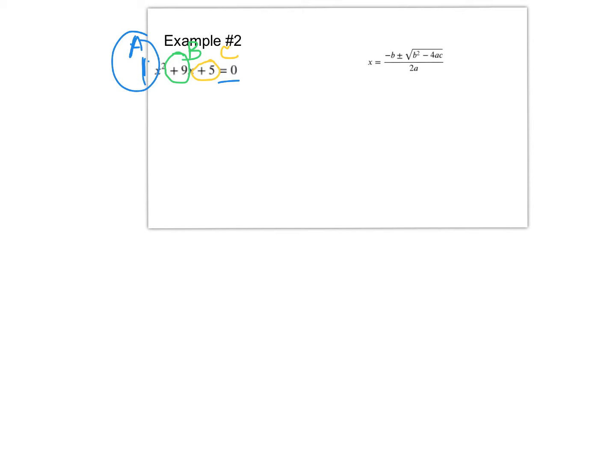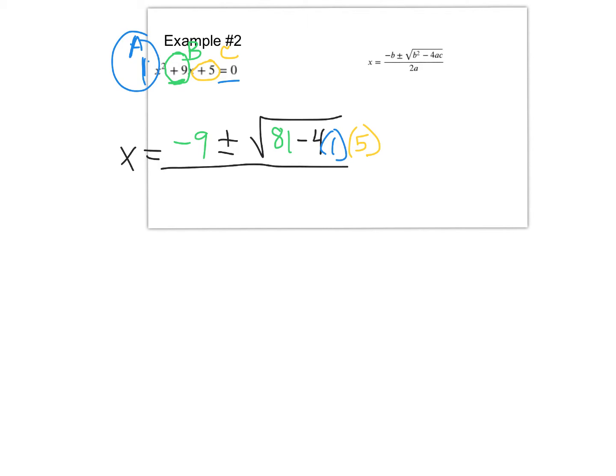All right, so let's substitute. X equals negative B. So if I do a negative of positive 9, that's negative 9. Plus or minus radical B squared. So 9 squared, you can either write 9 and then squared, or I just do the math out here. 9 squared is 81. Minus 4 times my A value, which is 1. Times my C value, which is 5. All divided by 2 times your A value, which is 1.